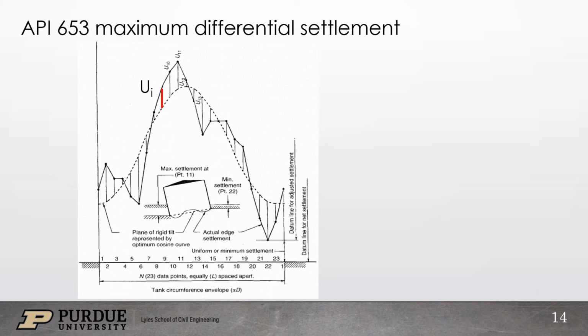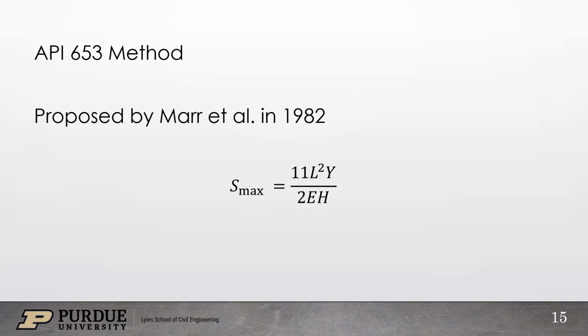The differential settlement is basically the difference between the neighboring UI values as shown. The maximum allowable differential settlement is capped using the following equation by the code. This equation was proposed by Marr and co-workers in 1982, where L is the distance between two measuring points, Y is the yield strength of the material, H is the height of the tank, E is the modulus of elasticity.